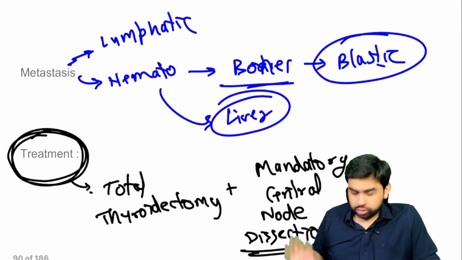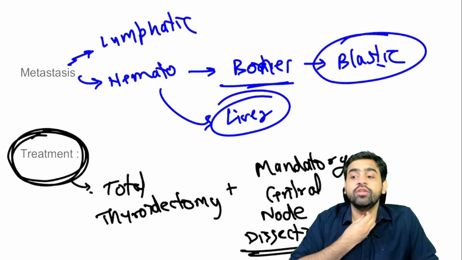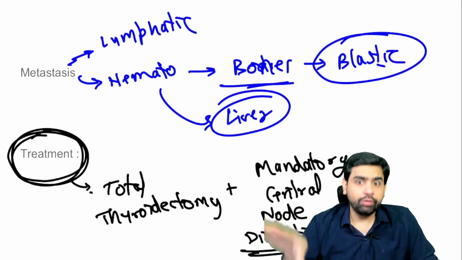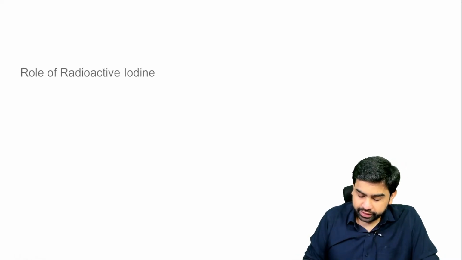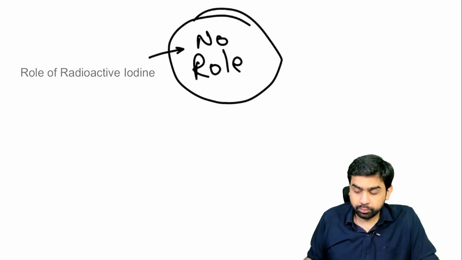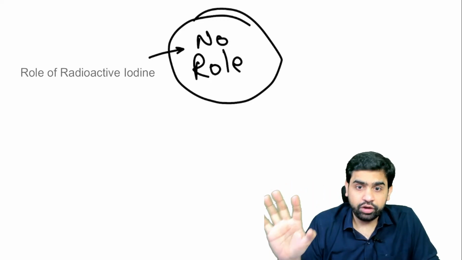Okay, right. So this is what you need to understand. We have mandatory central node dissection. What is the central node? That is lymph node station 6. If you remove that, and if there is a tumor, then you go ahead and perform a modified radical neck dissection as well. Role of radioactive iodine: there is no role. Please understand there is no role of radioactive iodine because this is not arising from the thyroid follicle. This is arising from the parafollicular C cells.